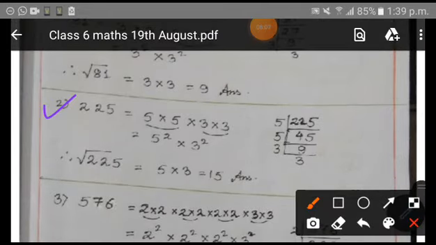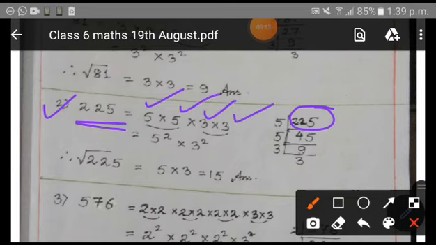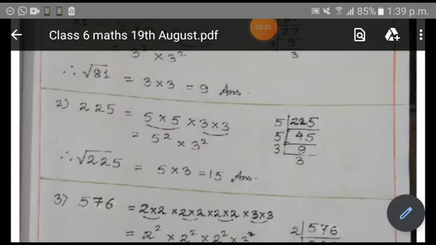Next is root over of 225. You need to calculate the square root of 225. Here also you are going to factorize, and after factorizing you have got 5 into 5 into 3 into 3. So from the pair of 5 you are taking a single 5 out, and from the pair of 3 you are getting a single 3 out. So 5 into 3 is 15. 15 is the square root of 225.